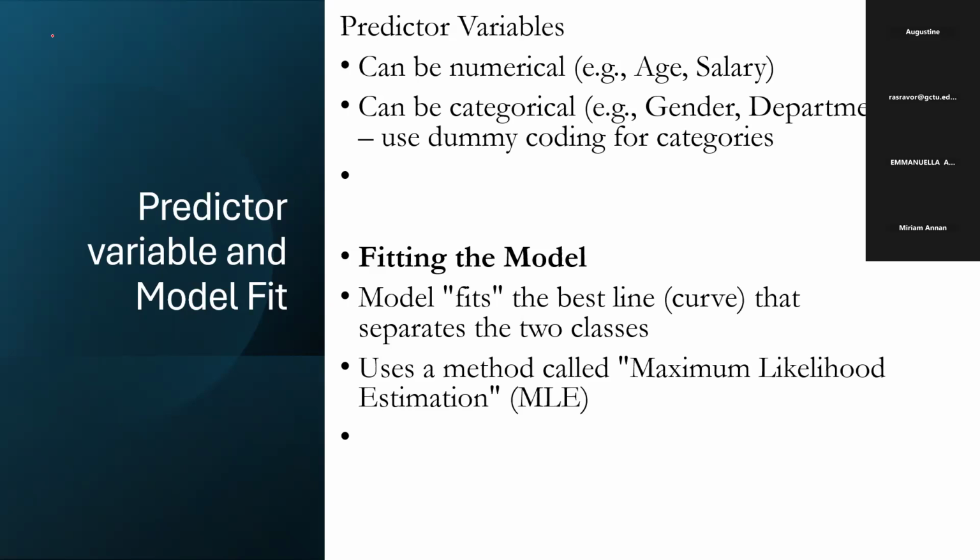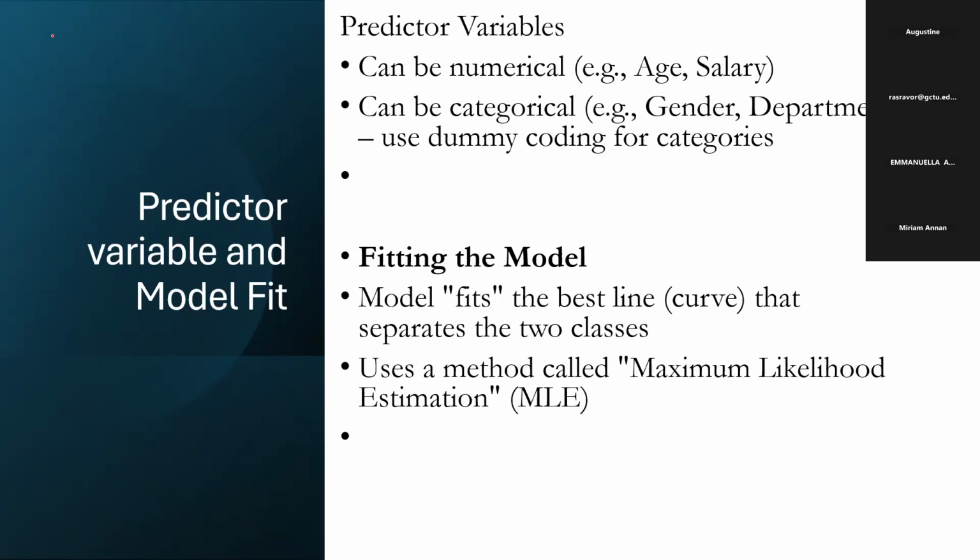So the question is, what is the maximum likelihood estimation? The keyword here is maximum, the second keyword is likelihood, the third keyword is estimation. Maximum is the highest, and likelihood is the probability of it occurring.